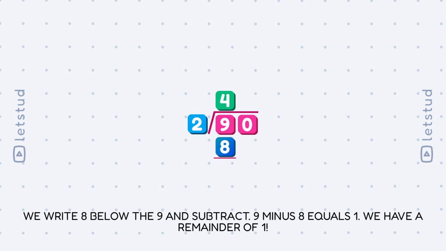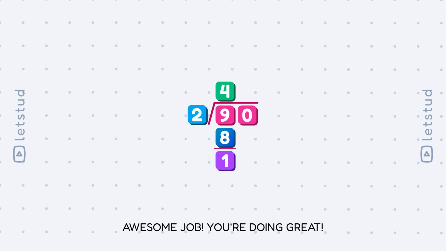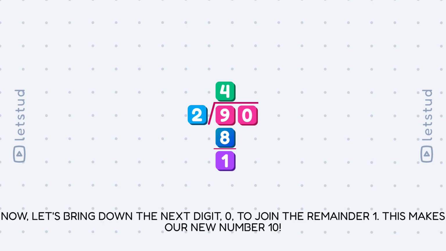We write 8 below and subtract. Subtracting gives us 1. Look, we have a remainder of 1. Awesome job, you're doing great. Now let's bring down the next digit to make a new number to divide.